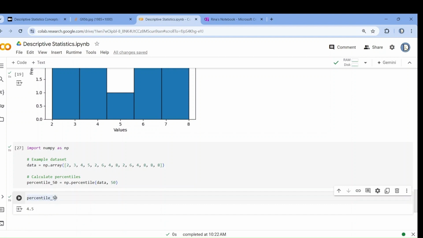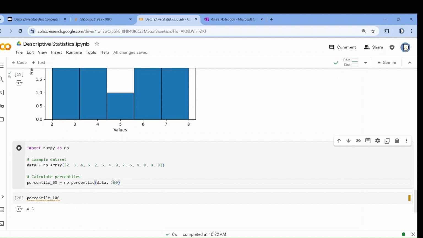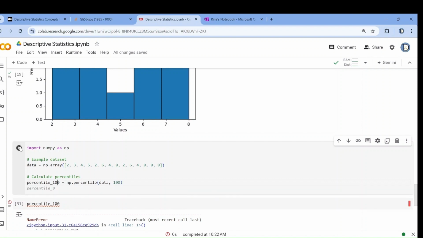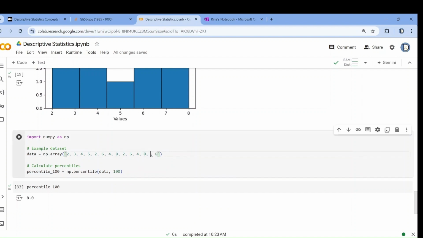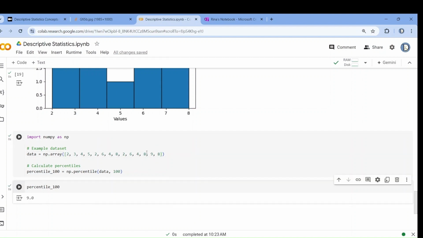If I calculate percentile 100, then what will be the answer? I have to give 100. Now see, 8. That means 100% of this data set are below 8, because you also can see that 8 is the maximum number. If I make it 9, then 100% of this data set will be below 9.